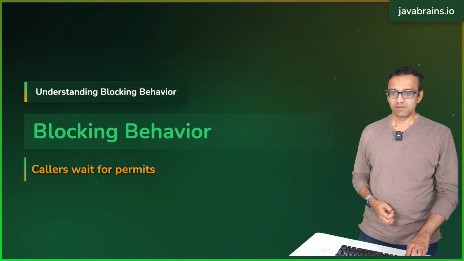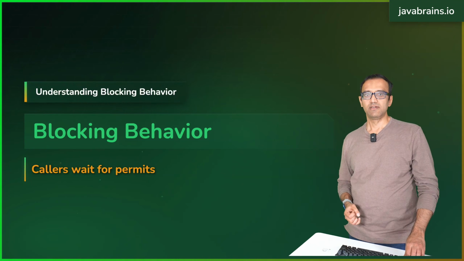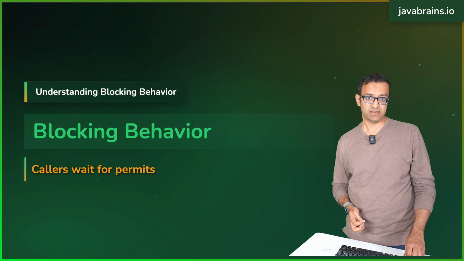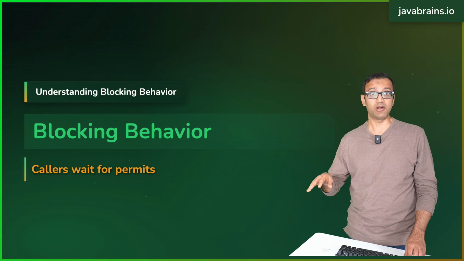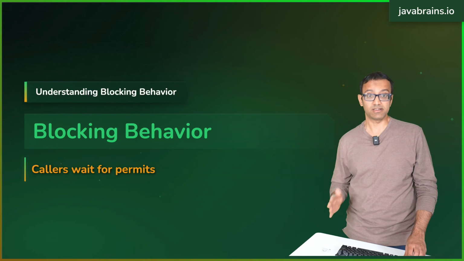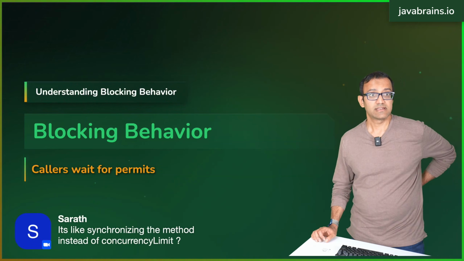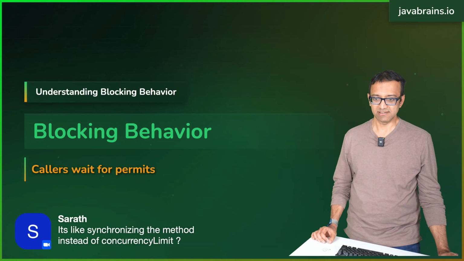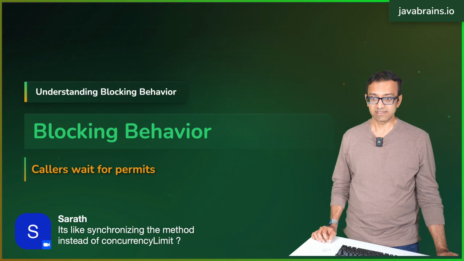All right, so what about the blocking behavior? When all the permits are in use, additional callers block until a permit becomes available. This is the default behavior. There's no timeout, no exception thrown. It just blocks by default. Synchronizing the method, instead of concurrency, it's like synchronizing? Yes, exactly. It's like making it synchronous so that only one executes at a time.